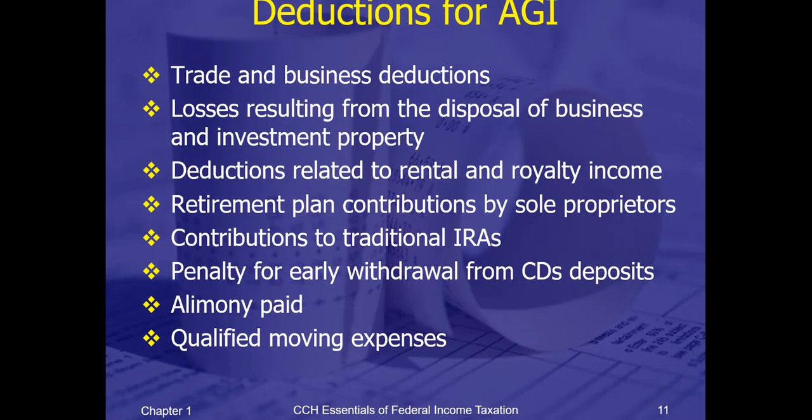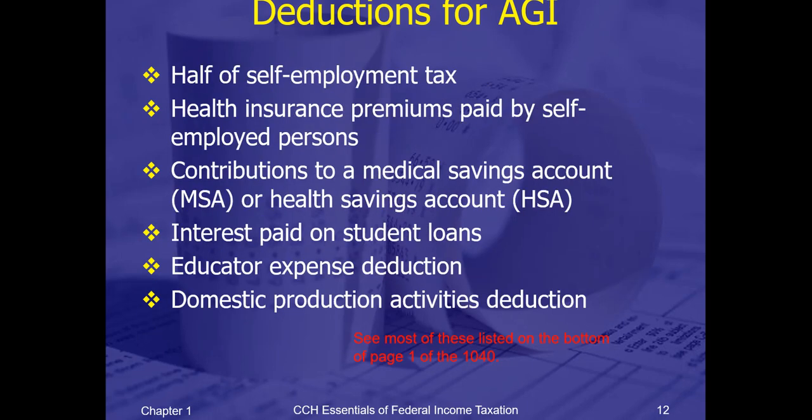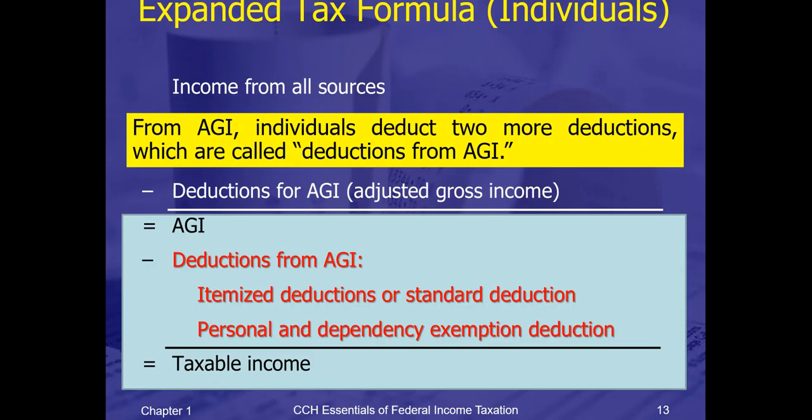Some of your deductions for AGI are listed here. Some of these, second slide with more of them. Some of these are listed at the bottom of page 1 of your 1040. So if you look at a 1040, you would see some of these listed. The others are calculated on other schedules.